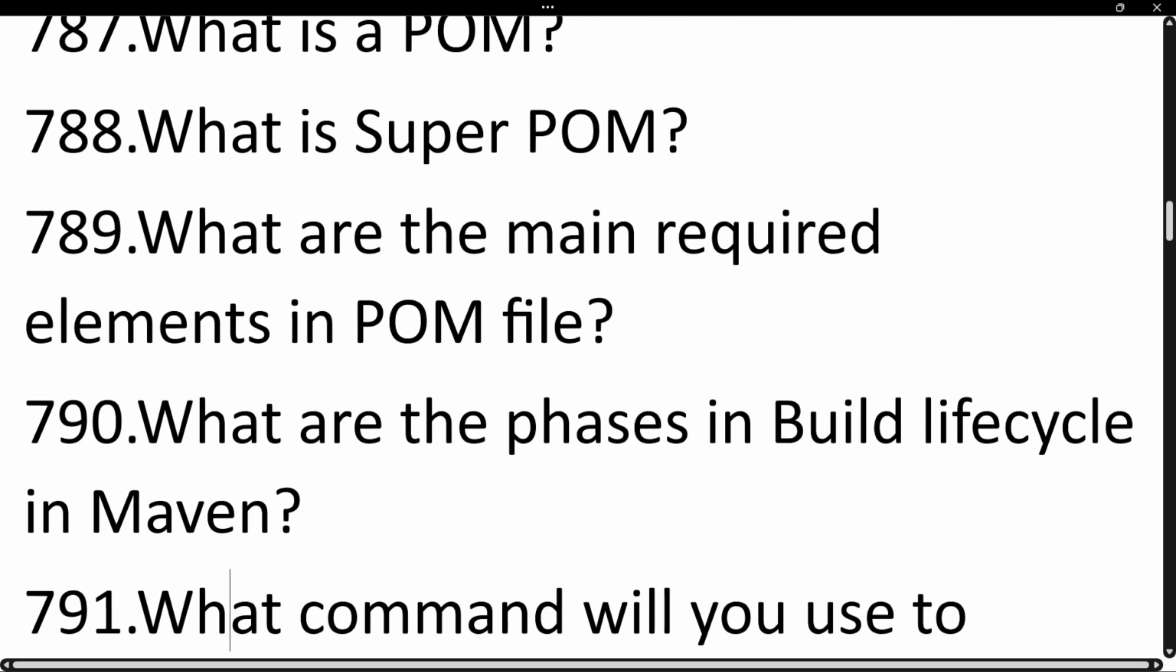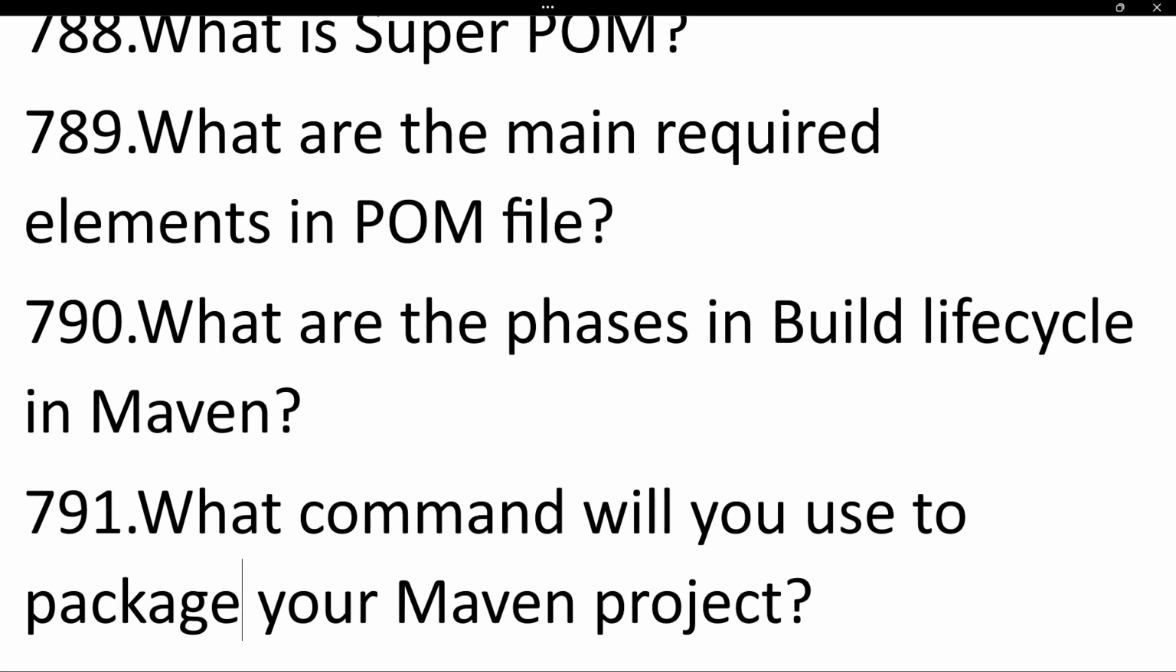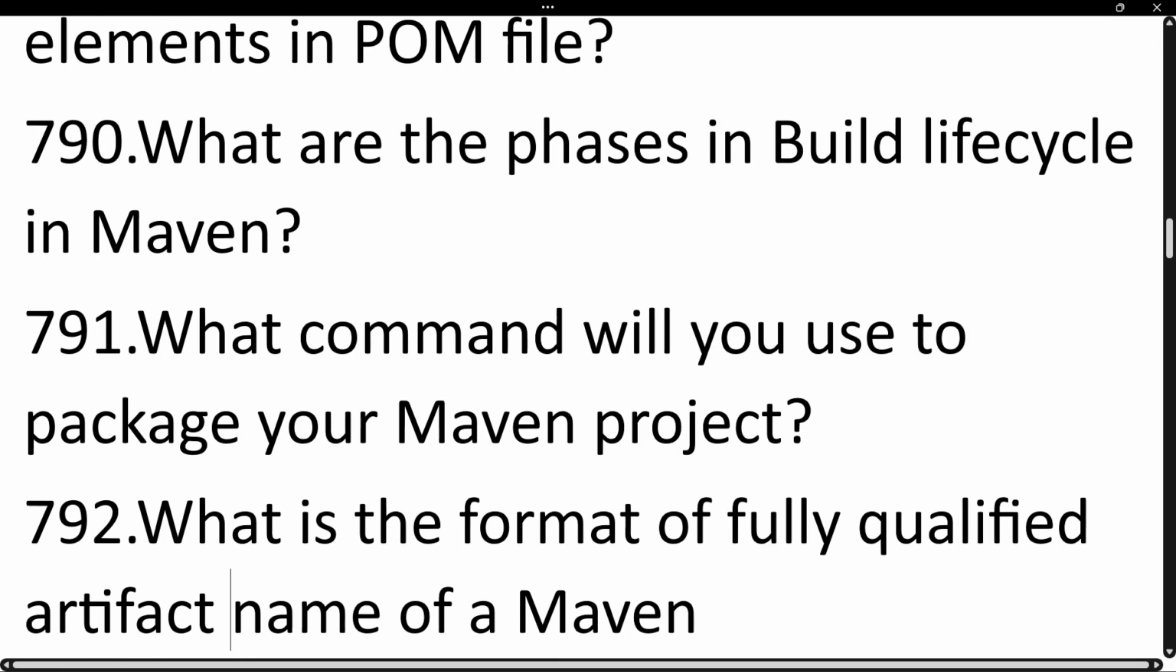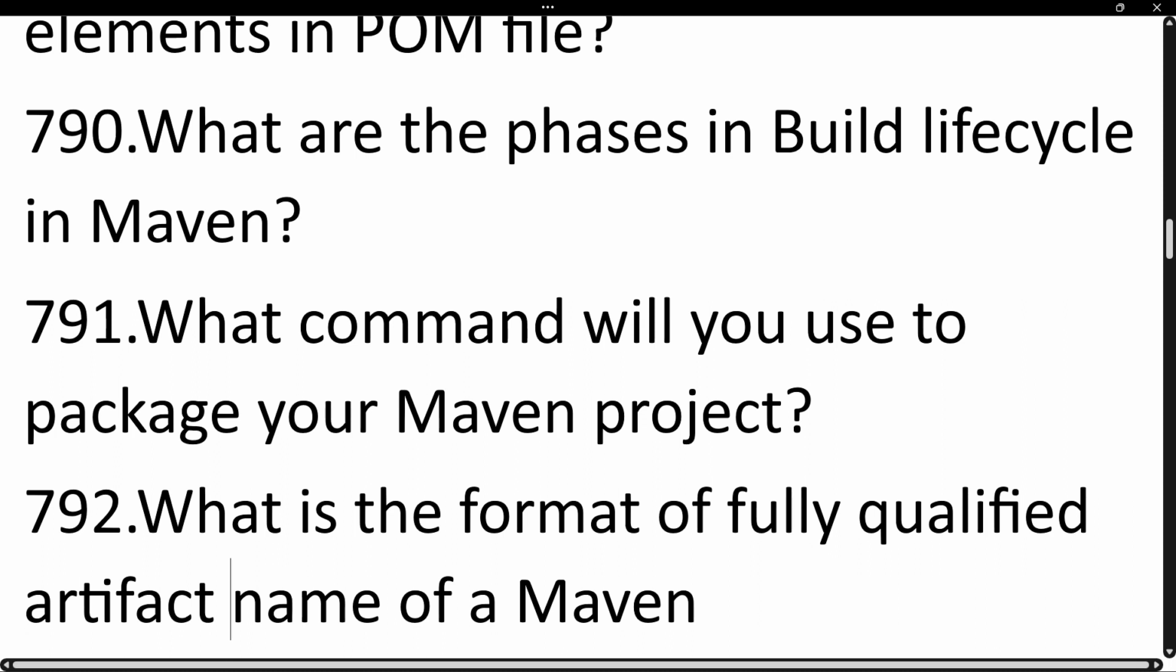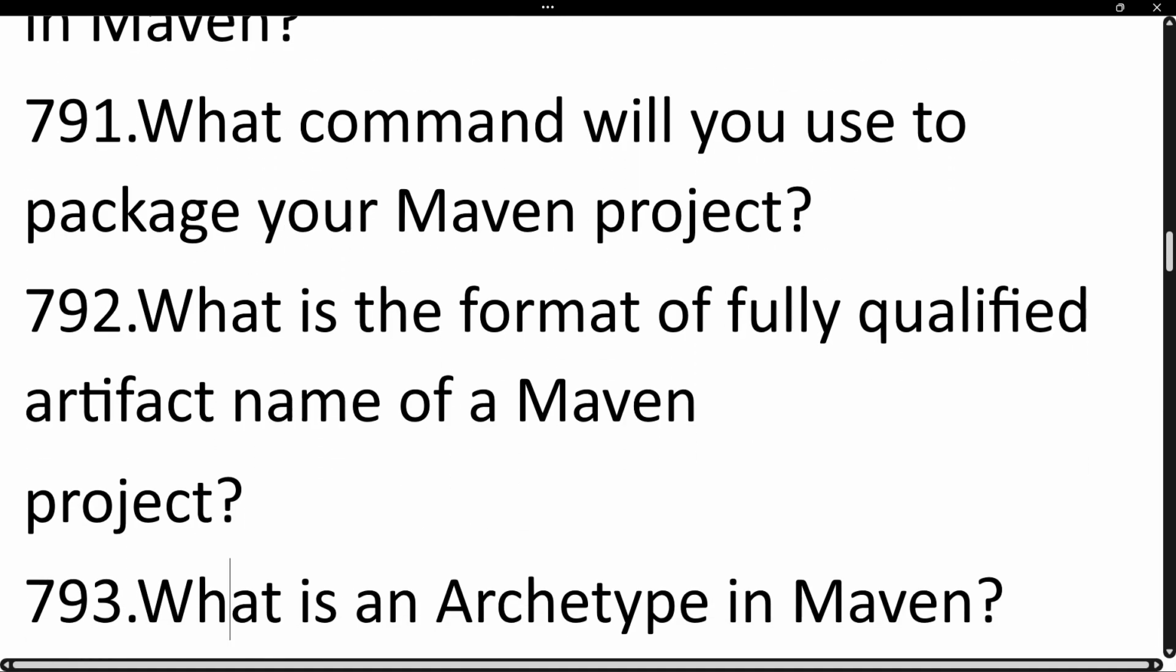And then what is a POM and what is a super POM? There are two things, one is a POM and there is a super POM. So what is the difference between POM and super POM? And the next question is what are the main required elements in a POM file? And what are the phases in the build life cycle in Maven? We have multiple phases in the build life cycle. So what are those, and we need to use them so that Maven will build this application based on them, validating the phases of the life cycle and then building the application.